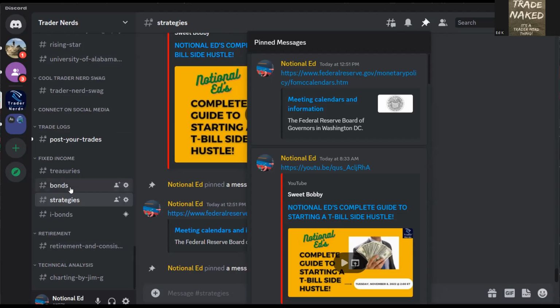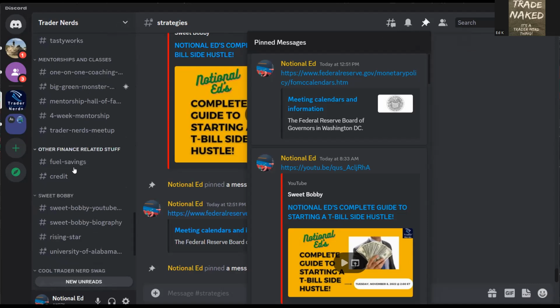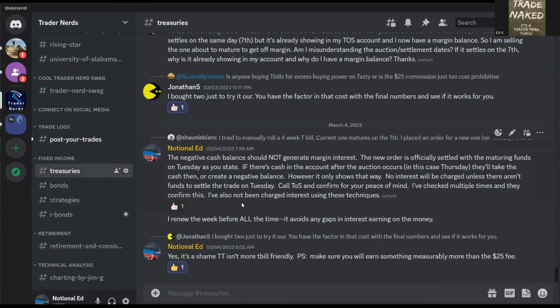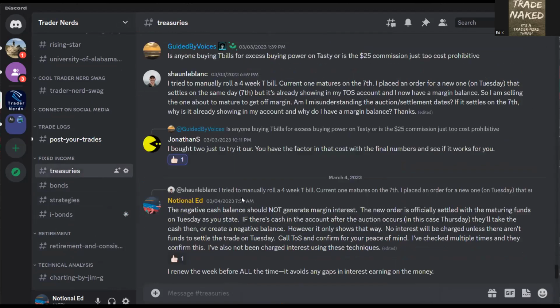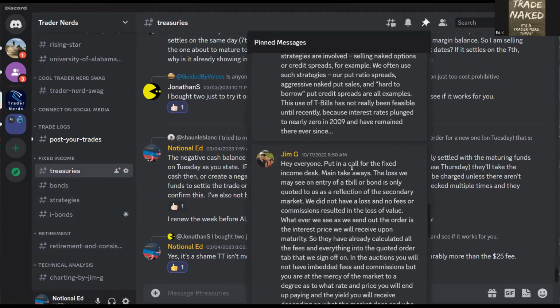Okay, back to this. We're in the Discord. This is Bobby's Trader Nerds Discord. Down in the bottom left is this fixed income section. In here, we have treasuries, where there's some general commentary that we have going. There's a few things pinned in here, questions and answers.